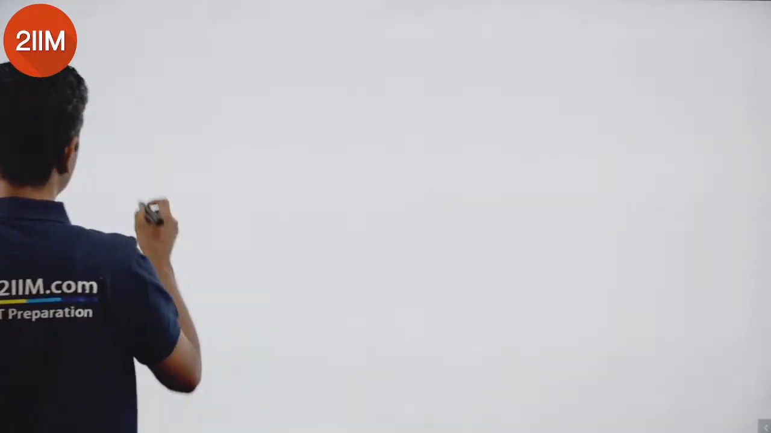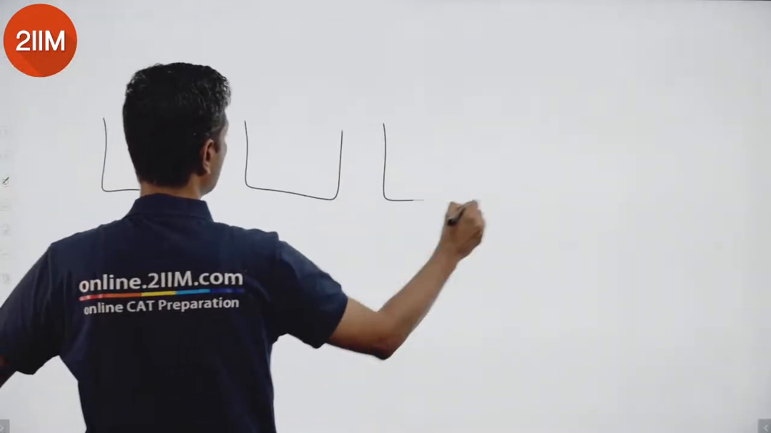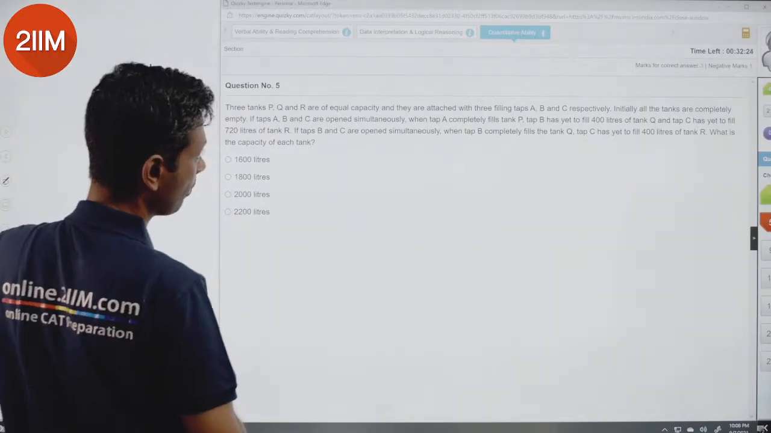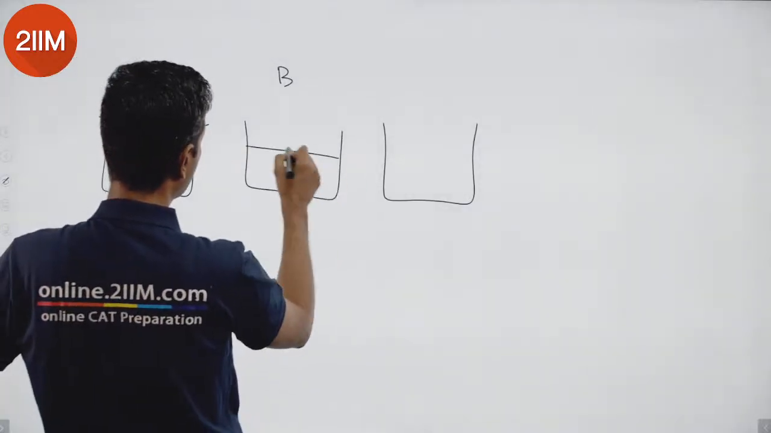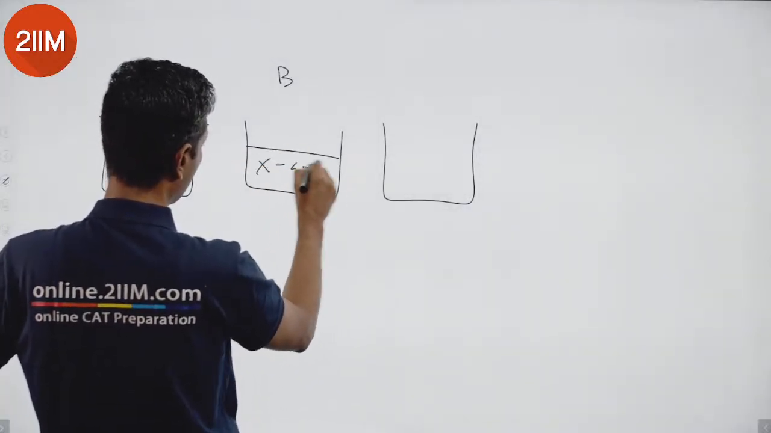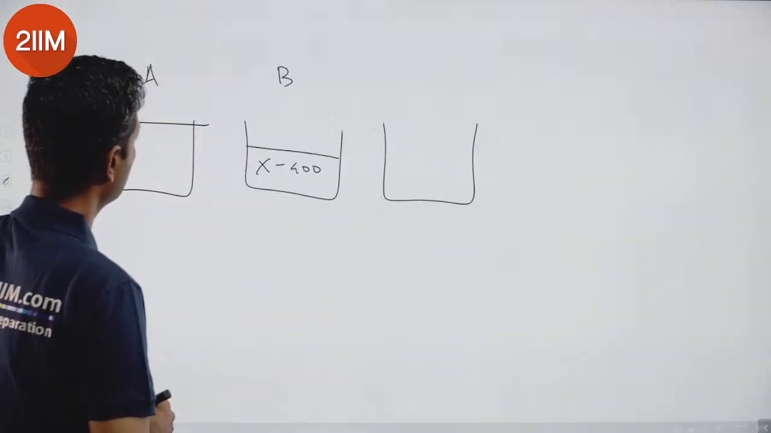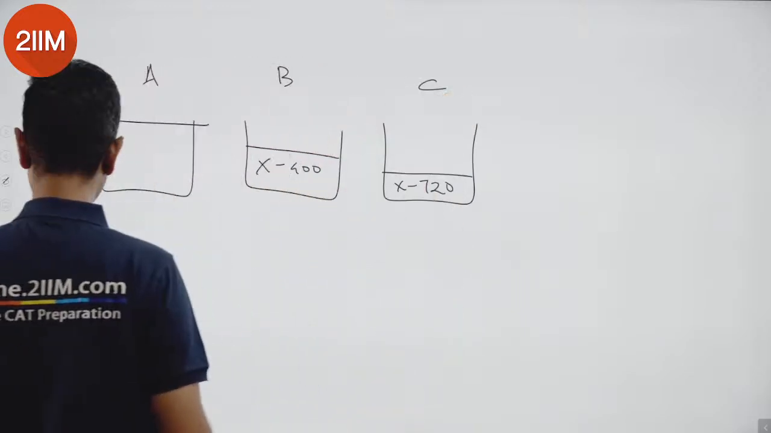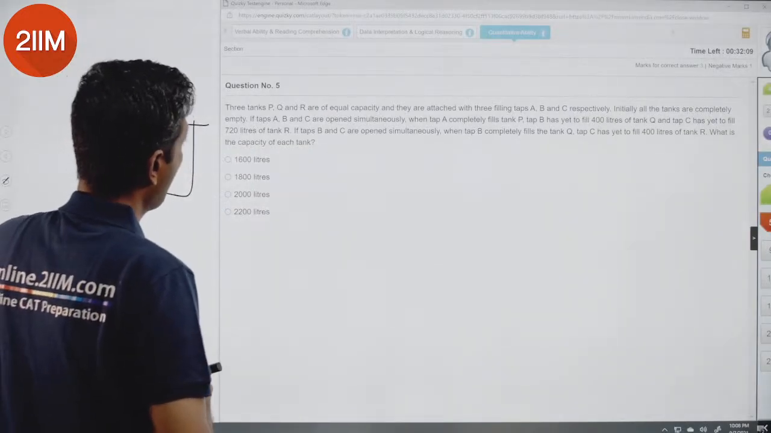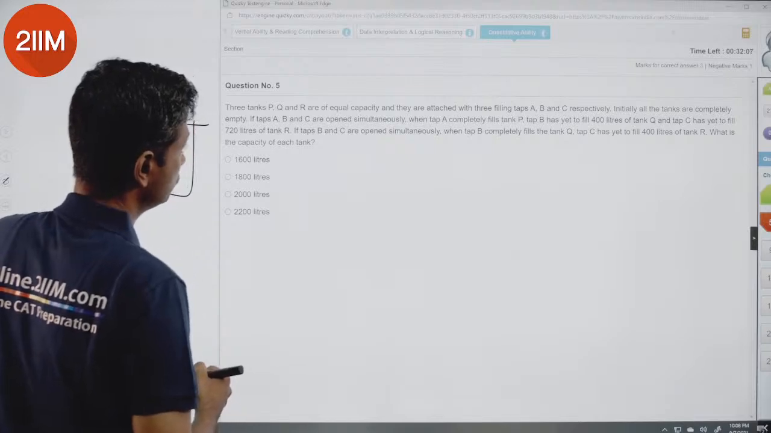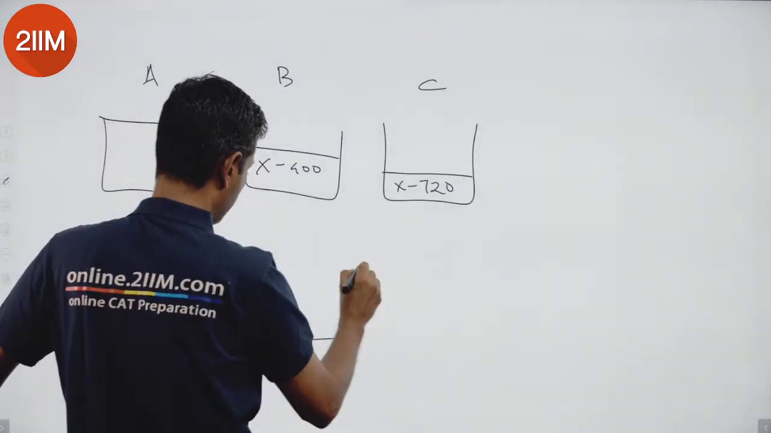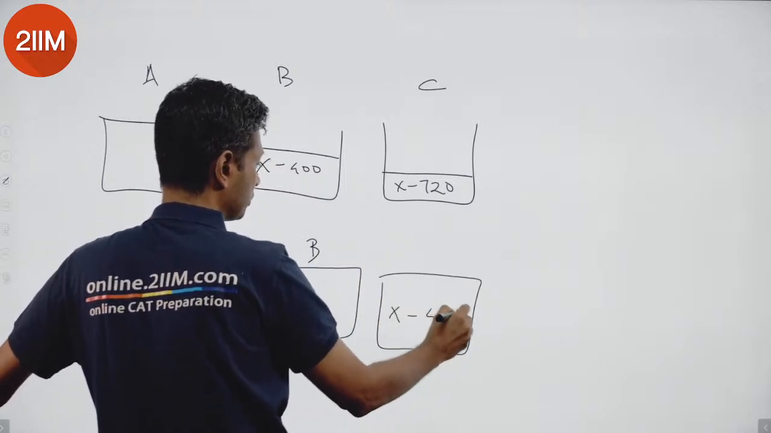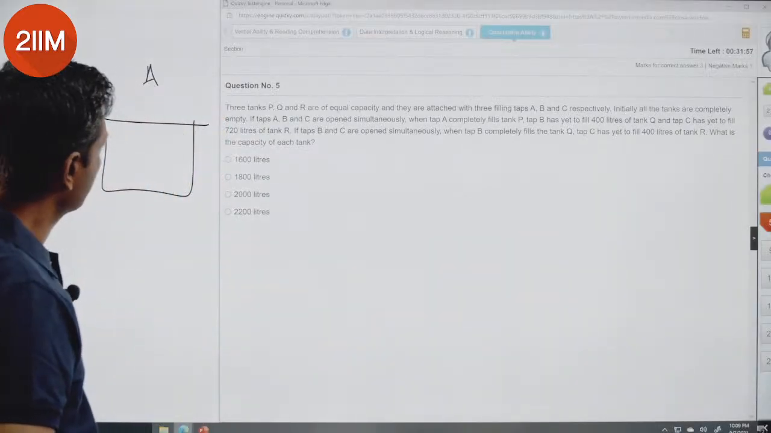Very interesting. A, B, C. When A fills X, B can do only X minus 400. C can do only X minus 720. Nice. When B does X, C can do only X minus 400. What is the capacity of this tank?